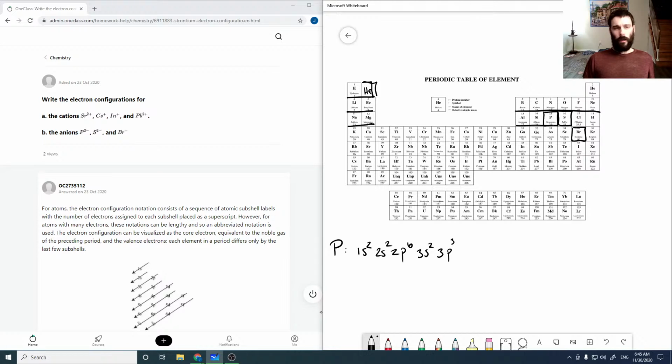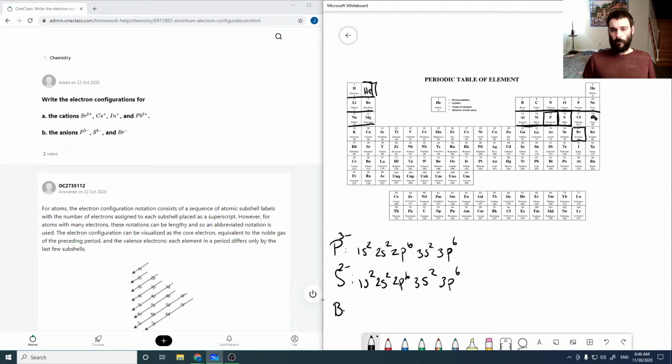Now to get the 3 minus, we need to add 3 electrons, not take away 3 electrons. So instead of 3, we now have 6. So it actually has the same, my periodic table has an H for argon, the same configuration as argon. Okay, so then the next one is S. So for sulfur, it's pretty much right next to phosphorus, so it's 1s2, 2s2, 2p6, 3s2, and then 3p, counting right up to where sulfur is, 4. Now to get 2 minus, we add 2 electrons. And so it's the exact same configuration.